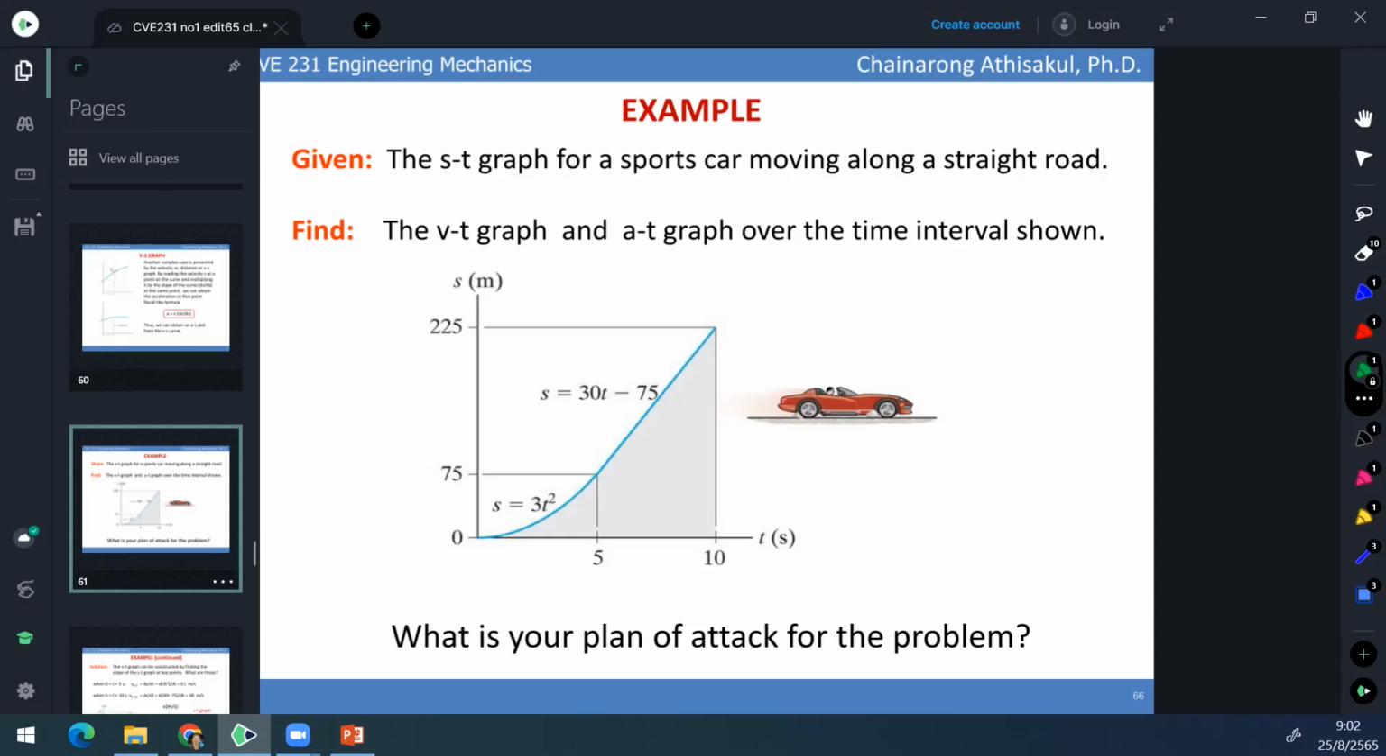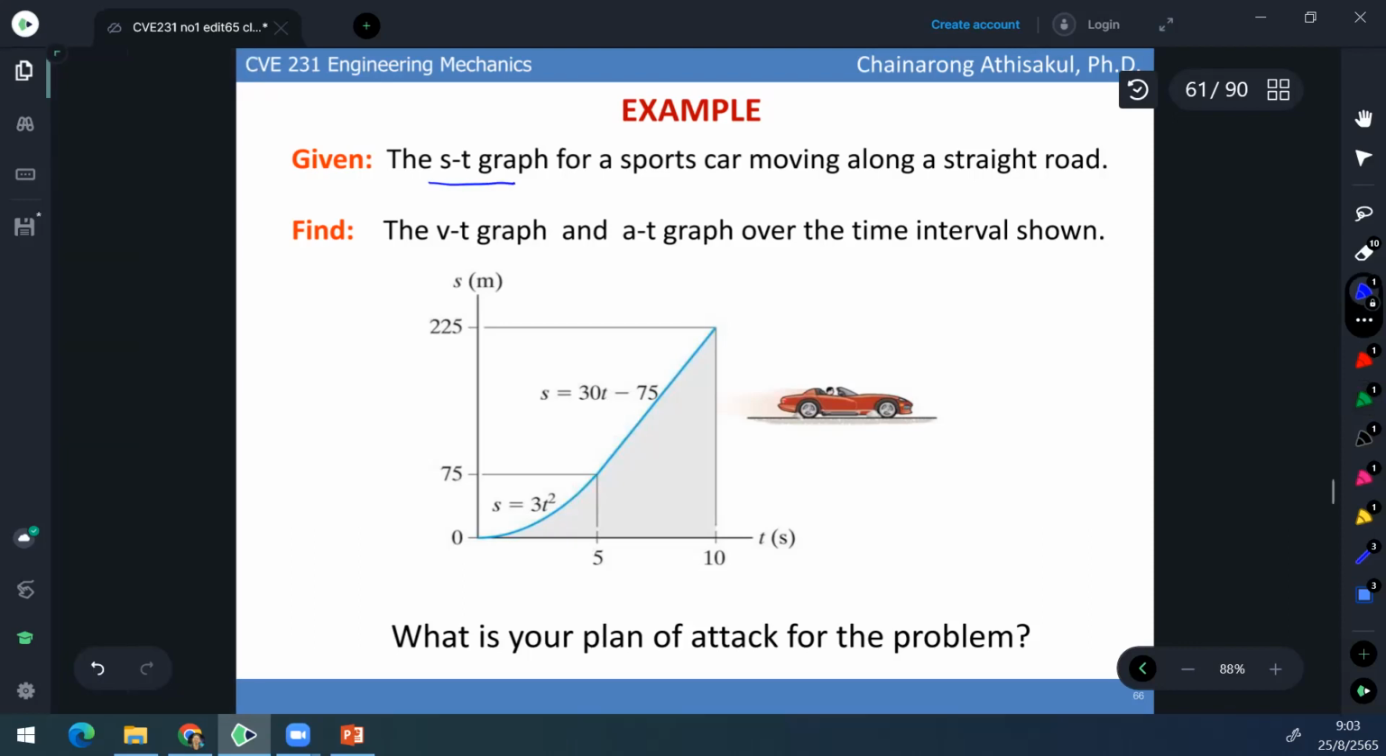Let's take a look at this example. This is a rectilinear kinematics problem, an erratic motion problem, and we will see that the car has motion that is defined by an s-t graph like this picture. We can see that this is erratic motion because the motion cannot be defined by only a single function.